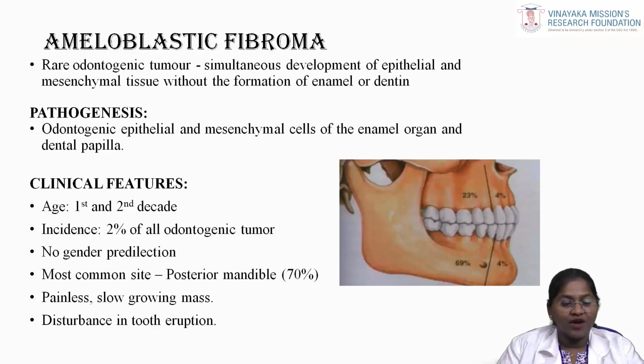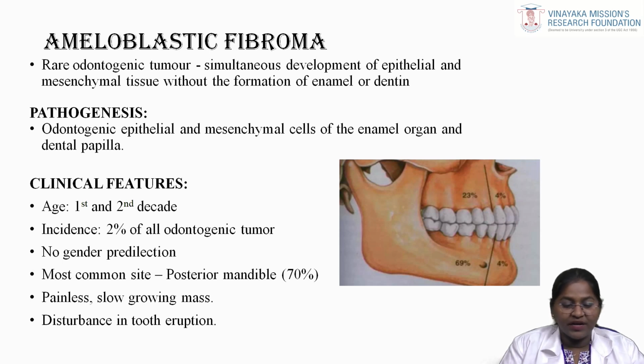And then ameloblastic fibroma. It is a rare odontogenic tumor with simultaneous development of epithelial and mesenchymal tissue. So this is of mixed origin without the formation of enamel or dentine. Pathogenesis: odontogenic epithelial and mesenchymal cells of the enamel organ and dental papilla. Clinical features: first and then second decade. Incidence: 2% of all odontogenic tumors.